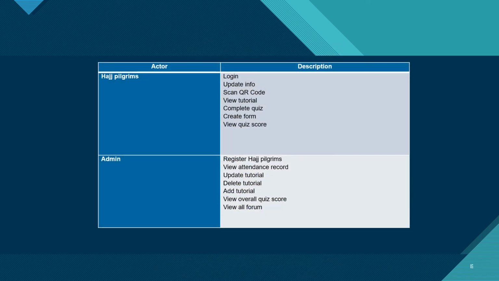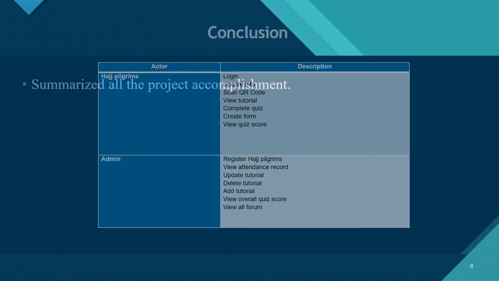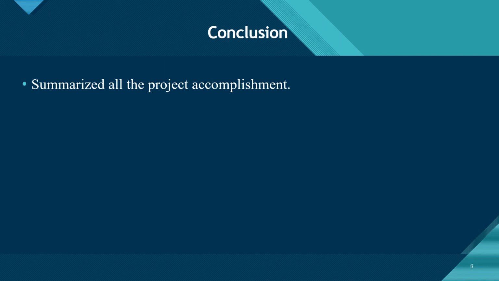Okay, that's all about the use cases. Now these are the actors. We have two actors, the Hajj pilgrim and the admin. This is what both actors can do: log in, update info, scan QR code, view tutorials, and so on.